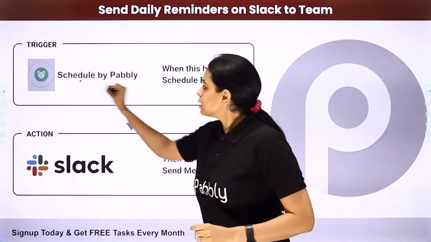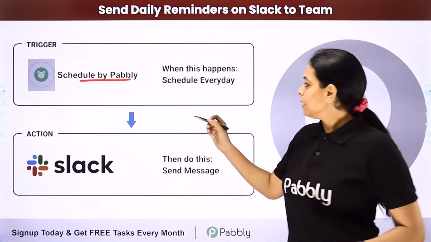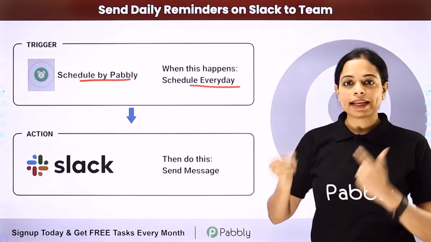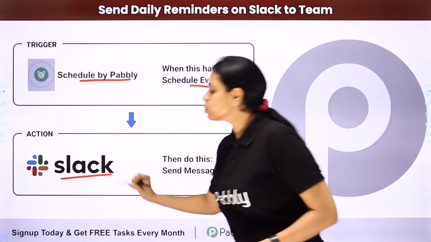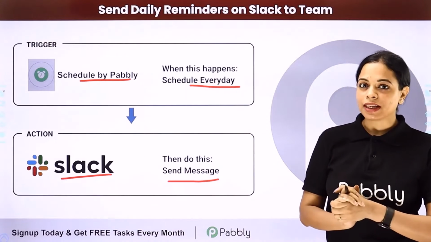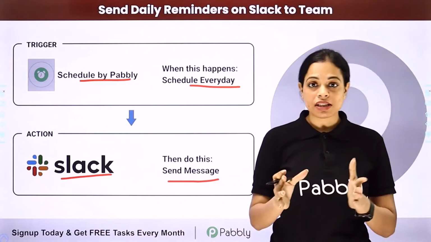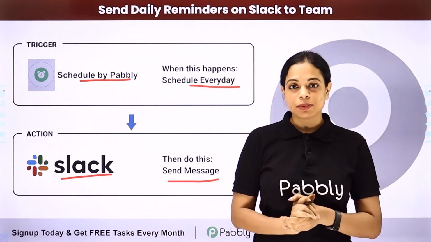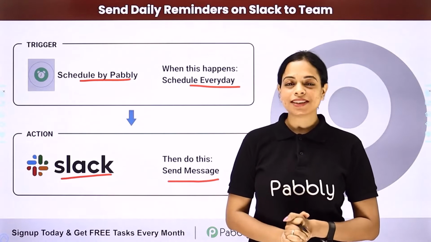So, first use a scheduler by Pabbly, which is a feature, and here you have scheduled the workflow to run every day, and then you have connected this with Slack where you will be sending the messages. And this can be done using Pabbly Connect. Now, how you can actually do this yourself? Integrate and automate this entire process. To understand that, let me take you to my screen.